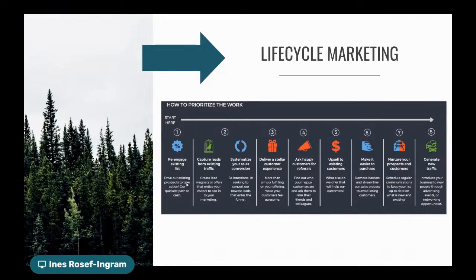First thing we do is we re-engage any existing lists. So we go for low-hanging fruit. What do you already have? Start to make more money out of that, so you can feed the process as we go. Then we look immediately: do you have lead capture? Do you systemize your sales conversion? If we really go in and look at that, because if you're not capturing the leads, there's no point in trying to convert the leads.